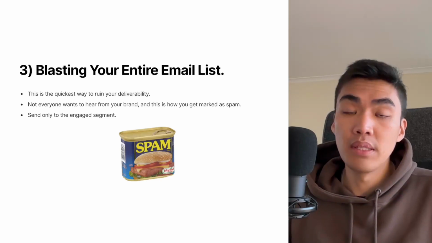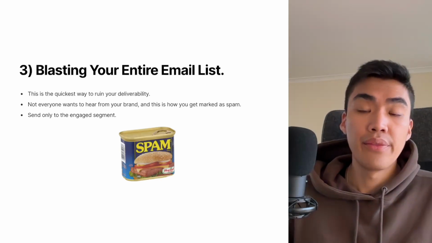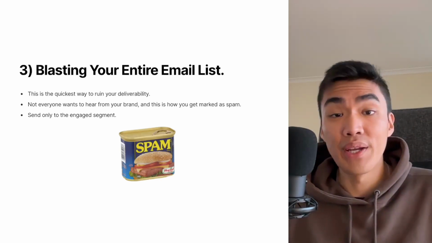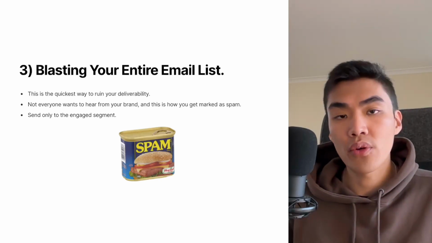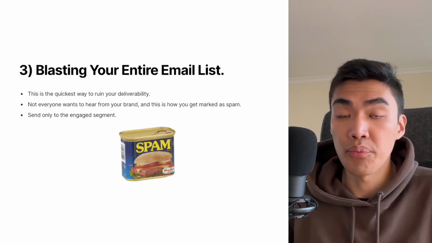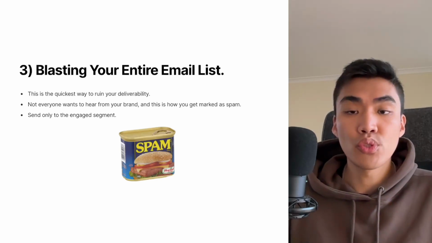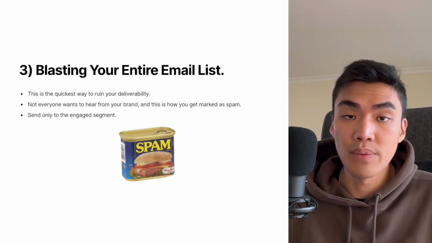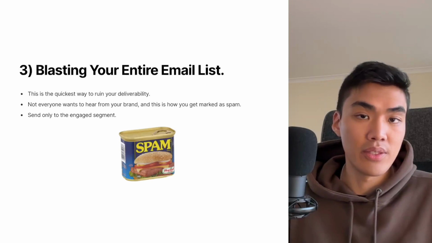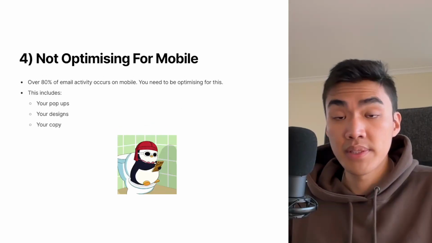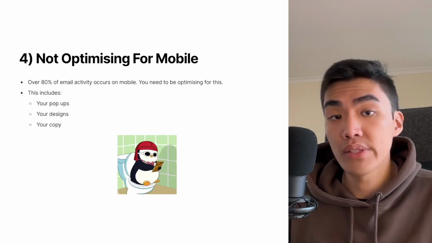Number 3 is blasting your entire email list. This is by far the quickest way to ruin your deliverability, because not everyone on your email list is going to actually want to hear from your brand, and sending emails to them is how you get marked as spam. So ensure you're only sending to the engaged segment, and clean out your list for anyone that doesn't engage with your content anymore.